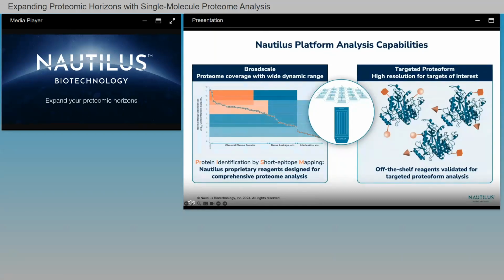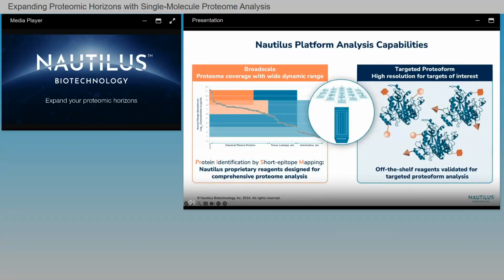In fact, by simply reusing the millions of available antibodies, we can extend the functionality of the platform to studying proteoforms of important molecular targets. Before I describe how we utilize these off-the-shelf reagents validated for proteoform analysis, let me first describe how the platform is used in a broad-scale manner.